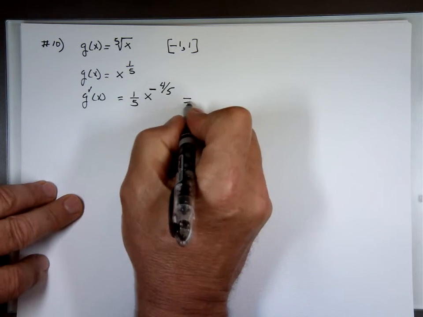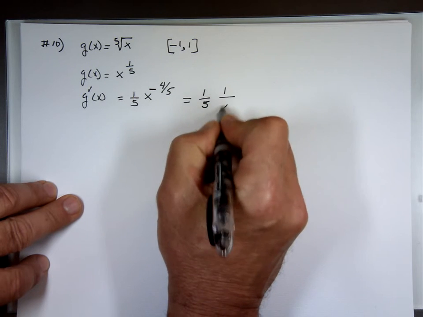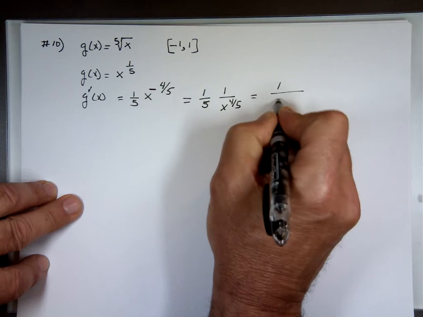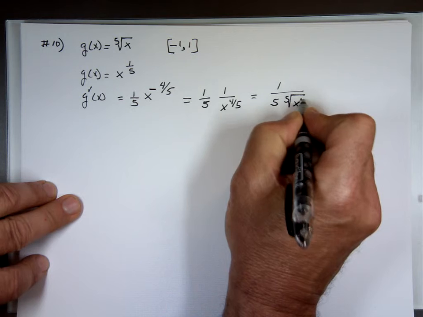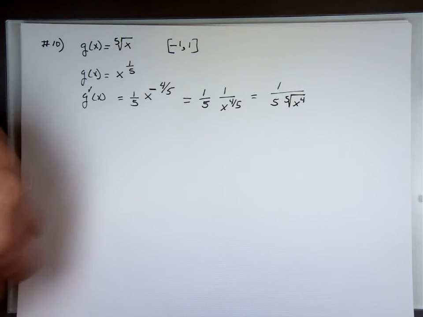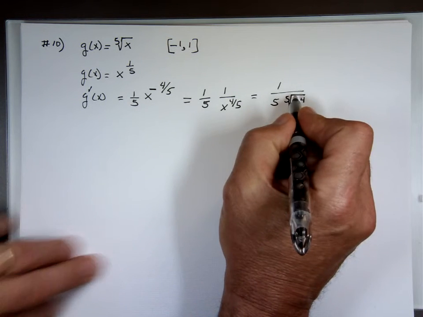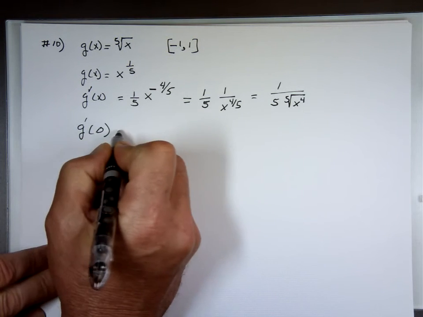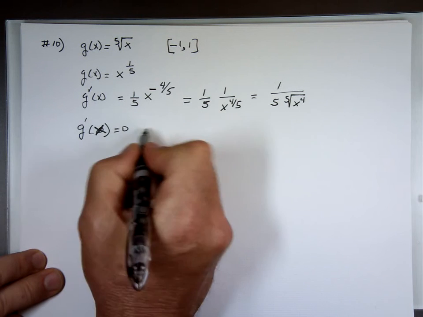Which, if you clean it up, is 1/5 times 1 over x to the 4/5, or 1/5 times 1 over the 5th root of x to the 4th. That's what x to the 4/5 is. That's my derivative. Where is the derivative equal to 0? None.